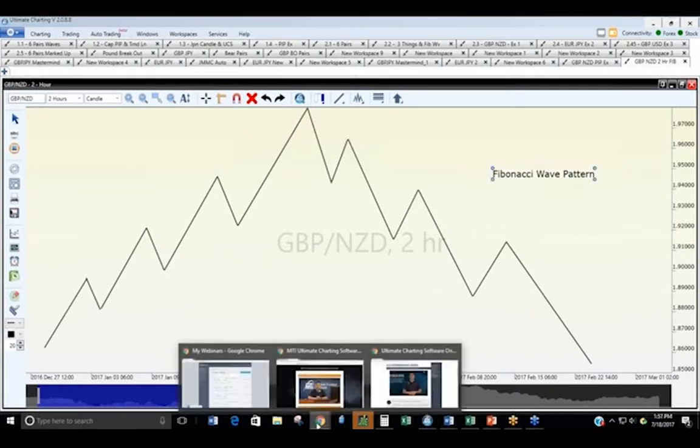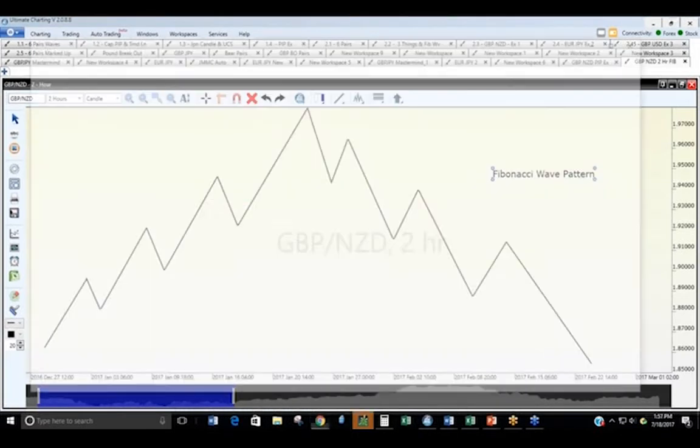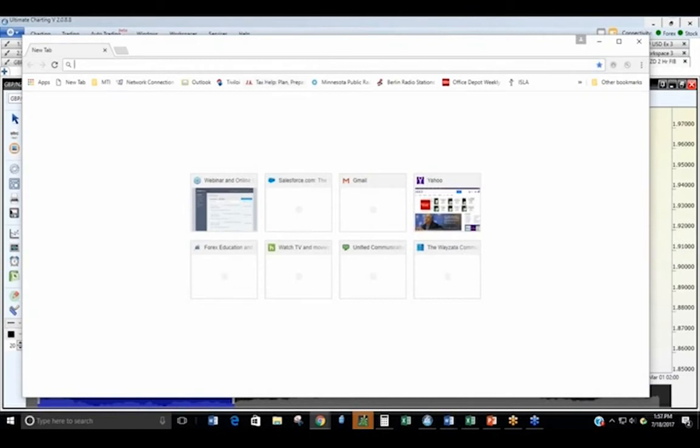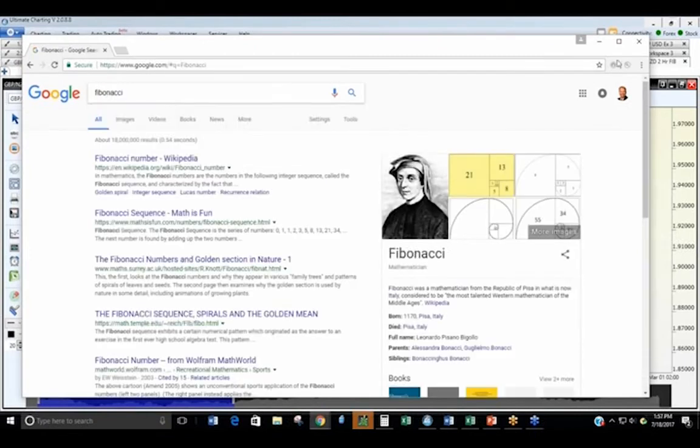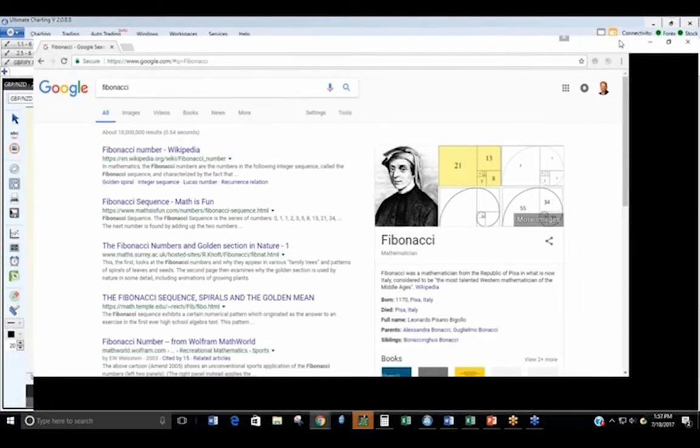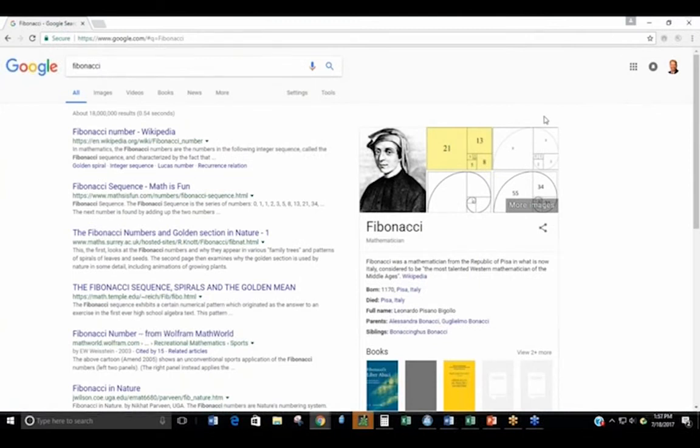Let me open up a new screen from scratch. I'm going to just Google it, just so you can understand. I'm going to put in the word Fibonacci. If you want to do this, feel free. I'm just pulling this up right now. Fibonacci was actually a 12th and 13th century mathematician, so many years ago.